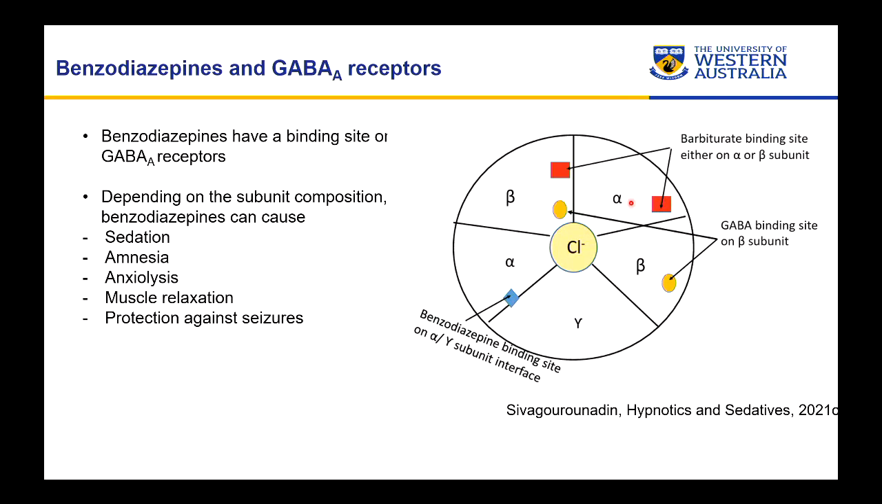And again, depending on how these subunits are made up within the receptor, a benzodiazepine can cause sedation, it can cause amnesia, it can cause anxiolysis, it can cause muscle relaxation, it can cause anticonvulsant effects. All very complicated depending on the receptor subunit construction. But don't worry too much about it, just know that this is the binding site for the drug, and that it can affect the chloride.